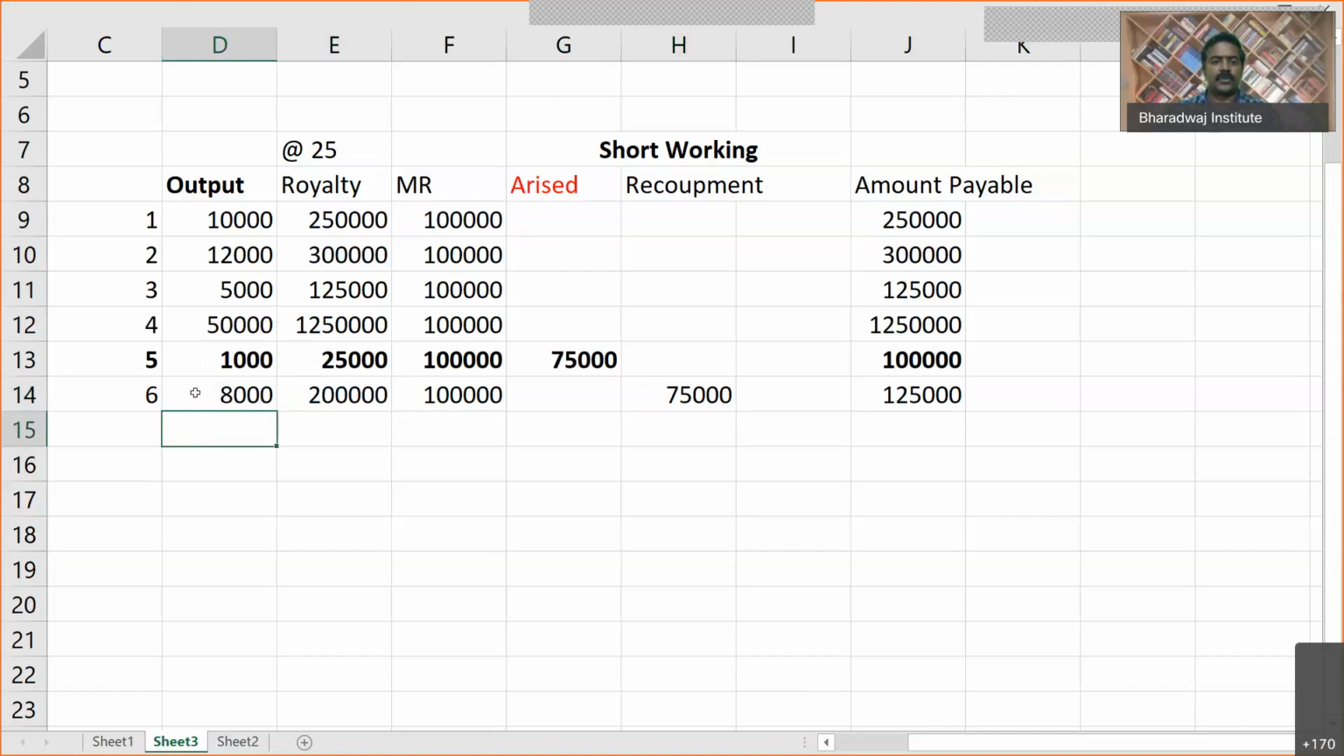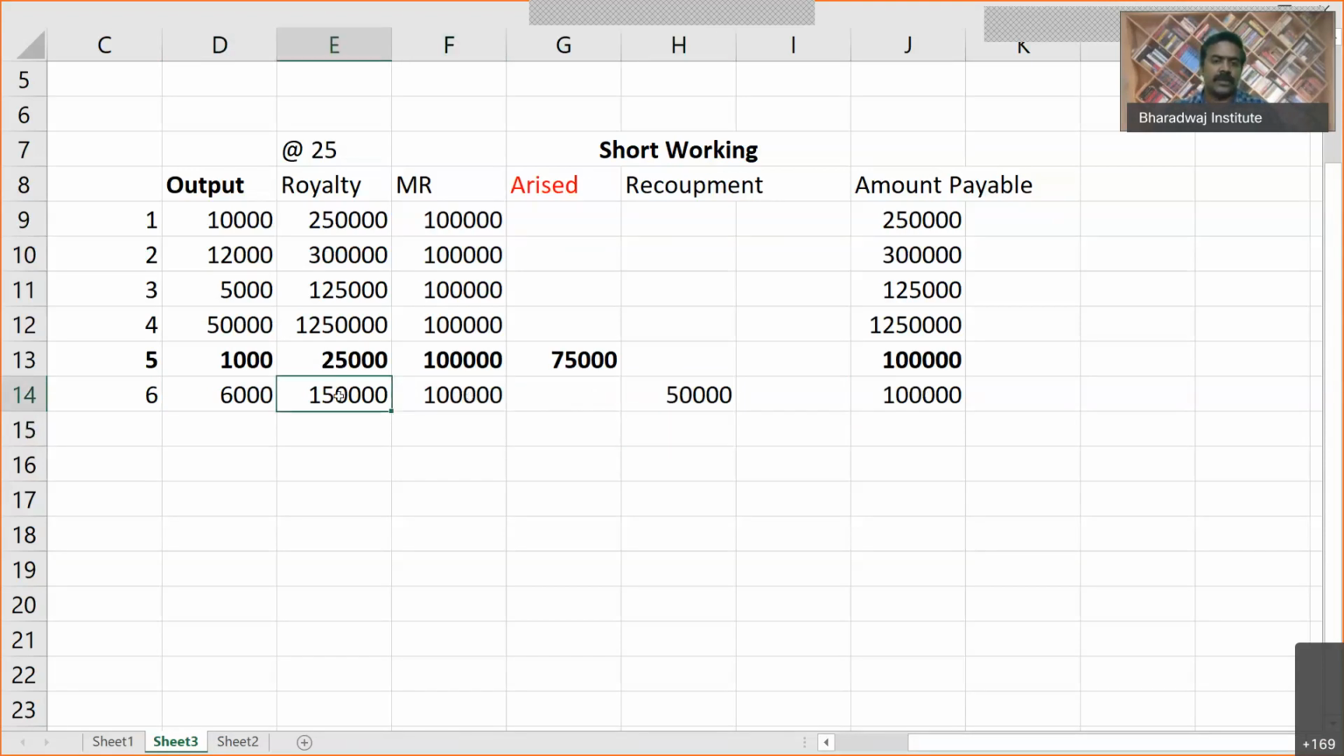Now also 2 lakhs is the royalty. Minimum rent is 1 lakh. Still you can adjust 75,000. Suppose the production is 6,000 units, then what will happen is surplus available is only 50,000. So you can adjust only 50,000 of short workings, and the minimum you have to pay to the landlord.